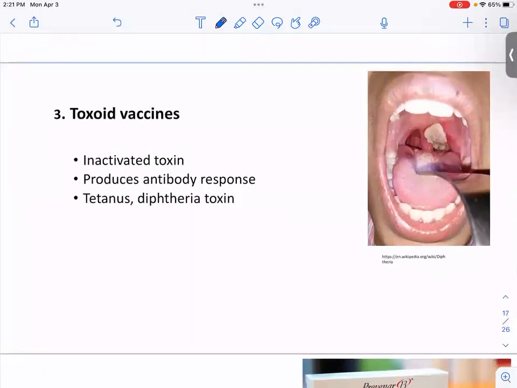A toxoid vaccine: there are some infections where the disease is due to a particular exotoxin that the bacterium produces. We don't have vaccines to endotoxin. We haven't been able to develop that, but exotoxin, yes. We just inactivate the toxin, maybe by heat or some chemical. We get a really good antibody response, which is usually enough. Remember, those antibodies will bind to it to neutralize the toxin. So tetanus and diphtheria are the two vaccines that are toxoid vaccines.